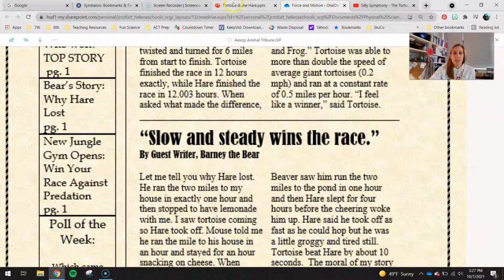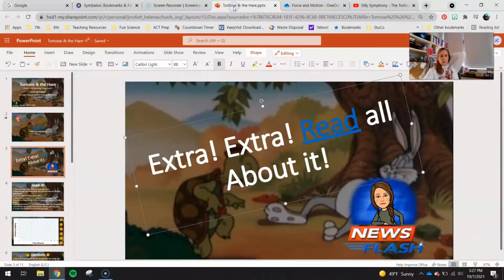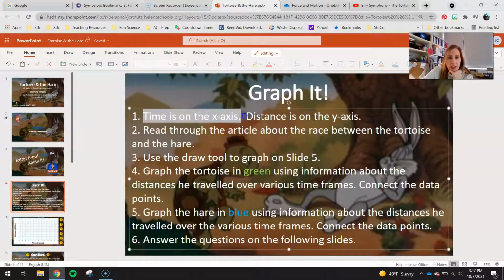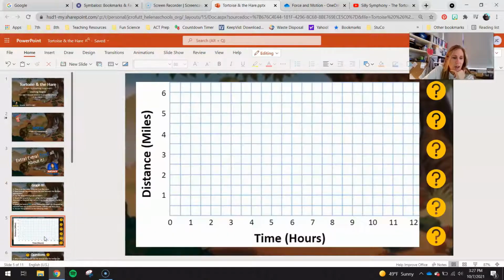All right, moving on, let's take a look at what you guys are going to be doing, and then we'll get into some specifics, and I'll do some examples for you. So you guys are going to be graphing this information, and here are your instructions to graph. What you need to know is that time is on the x-axis and distance is on the y-axis. If we take a look at our graph on the next page, you can see our time is in hours, and that goes across the bottom.